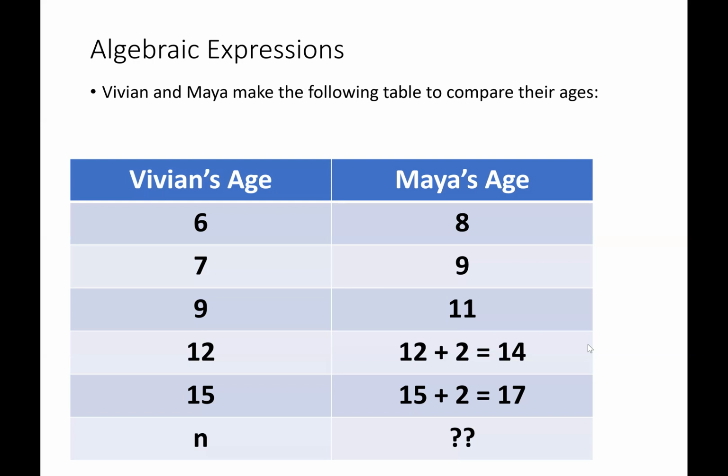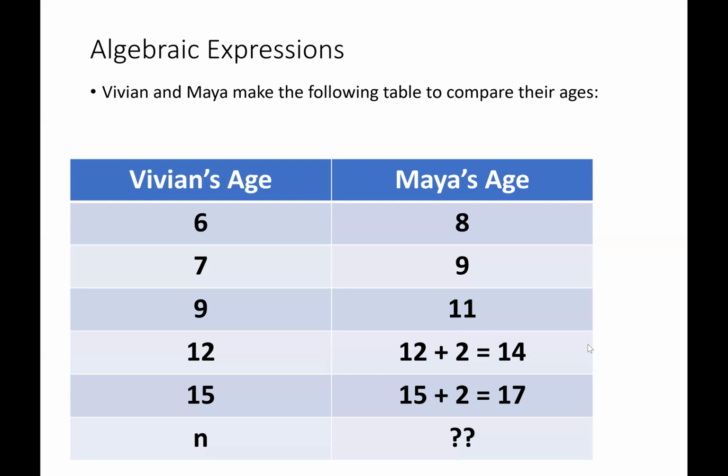Okay, what if we don't know Vivian's age? Okay, Michael, you want to comment on that? Yeah. Well, it looks like it's a pattern. It goes 6, 7, that's +1, 7, 9, that's +2, 12, 15, that's +3. Okay, that's cool that you noticed that. Yes, this is a pattern.